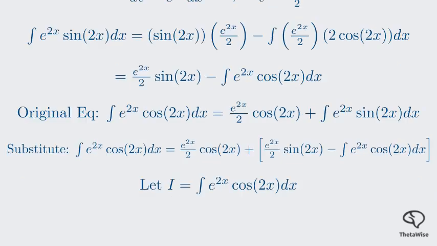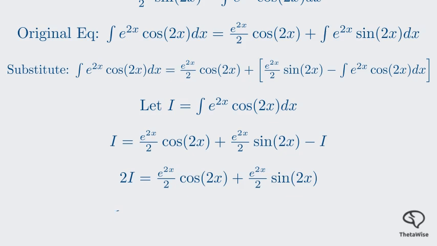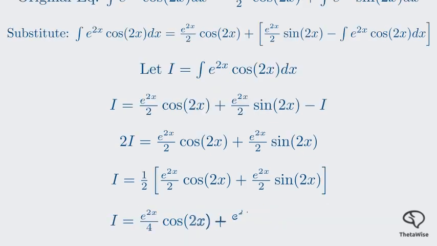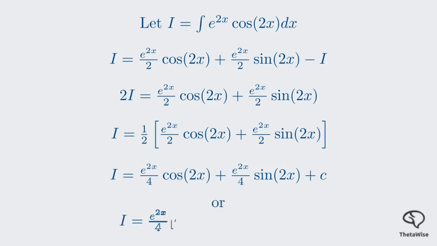Let's call our original integral I again. The equation is I equals e to the 2x over 2 times cos of 2x plus e to the 2x over 2 times sin of 2x minus I. To solve for I, we move the I to the left side by adding it, giving us 2I. Then we divide by 2. Finally, we multiply through by 1/2 and add our constant c. This gives the final answer.